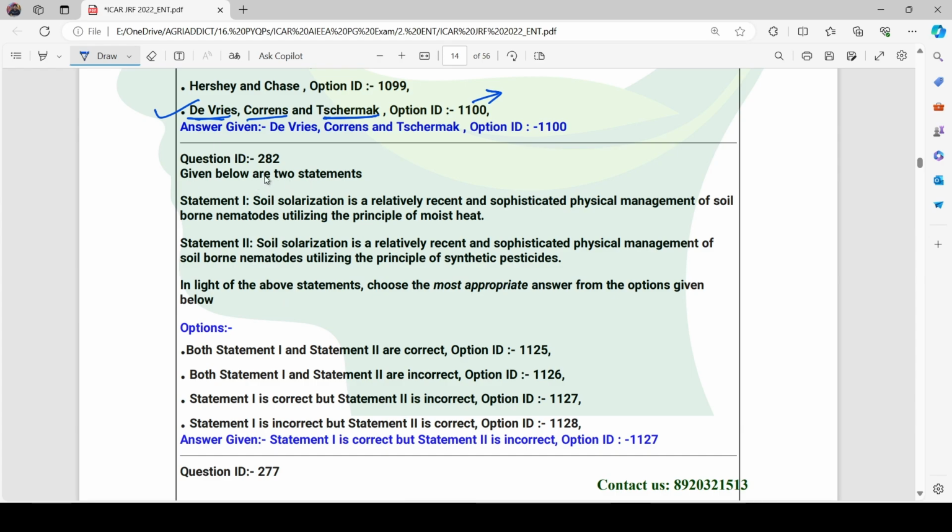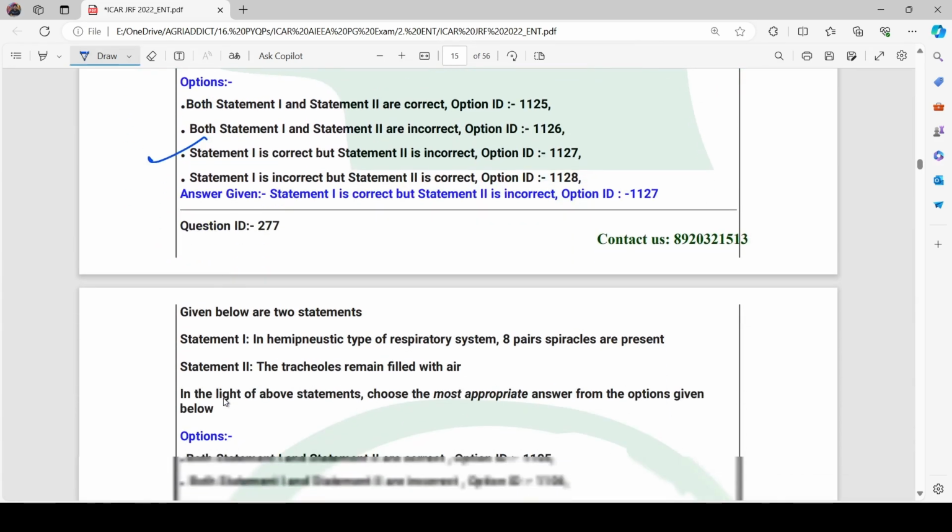Next question is another statement type question. Statement 1: soil solarization is a relatively recent and sophisticated physical management of soil-borne nematodes utilizing the principle of moist heat. Okay, it is correct, no issue. And statement 2: soil solarization is a relatively recent and sophisticated physical management of soil-borne nematodes utilizing the principle of synthetic pesticides. No, it doesn't utilize synthetic pesticides. It's simply utilizing the principle of moist heat. That's why statement 2 is incorrect. So option C, statement 1 is correct but statement 2 is incorrect, is the perfect answer.